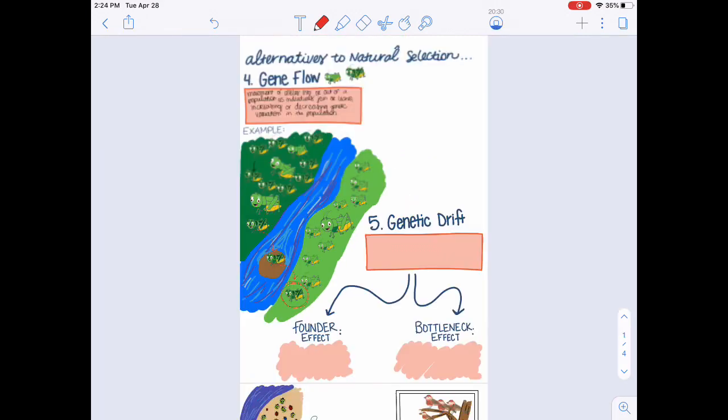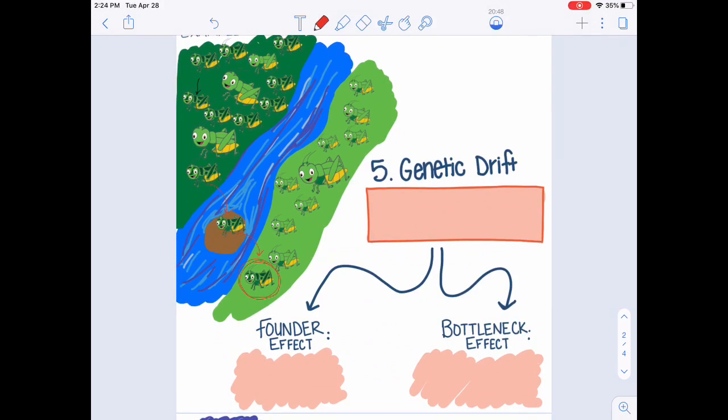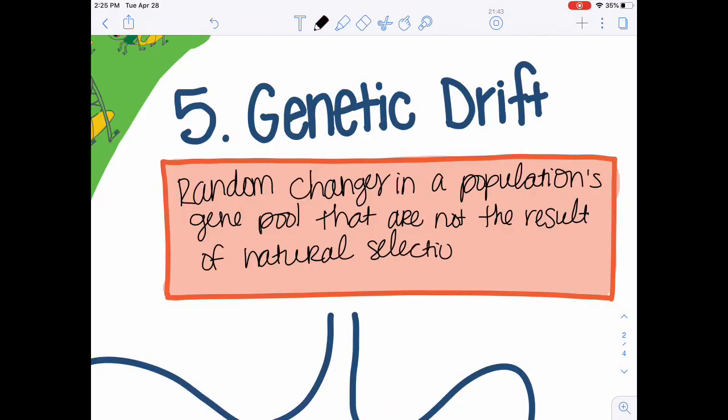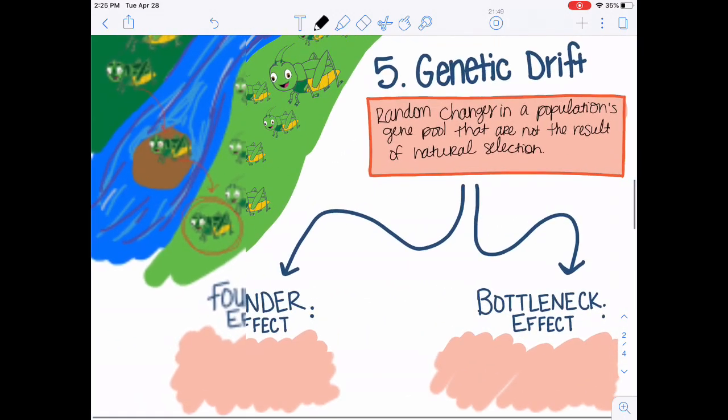All right, number 5 is genetic drift, which is the random changes in a population's gene pool that are not the result of natural selection. And there's 2 types of genetic drift that we will talk about. The first type is known as the founder effect, which is the loss of genetic diversity in a population formed by a number of individuals from a more original population.